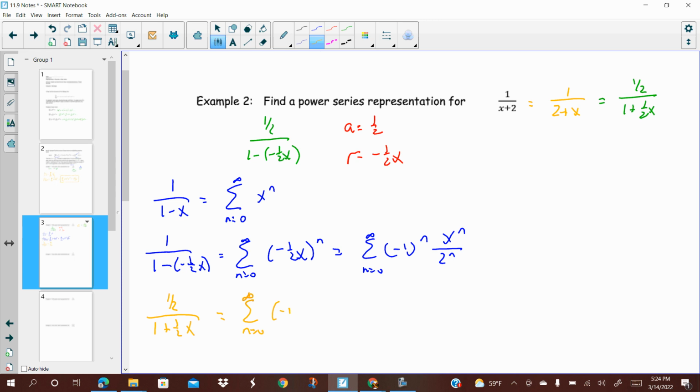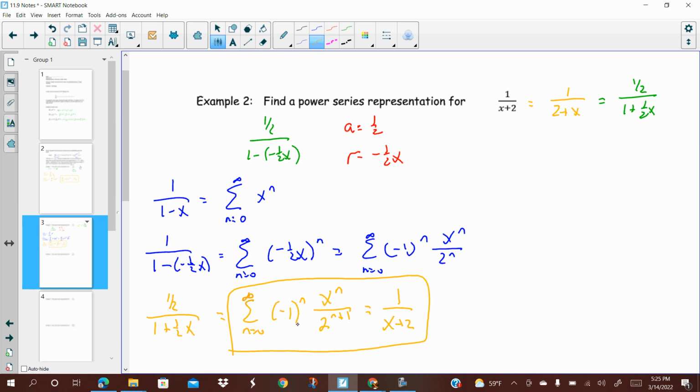So the negative 1 to the n won't change. X to the n on top won't change. But the 2 multiplied in the denominator, because again it's multiplied by half, is going to be 2. Now 2 to the n times 2 is going to be 2 to the n plus 1 power. This is a power series representation for 1 over x plus 2. And I realize that that looks like a 4. That's supposed to be a negative 1. There we go.